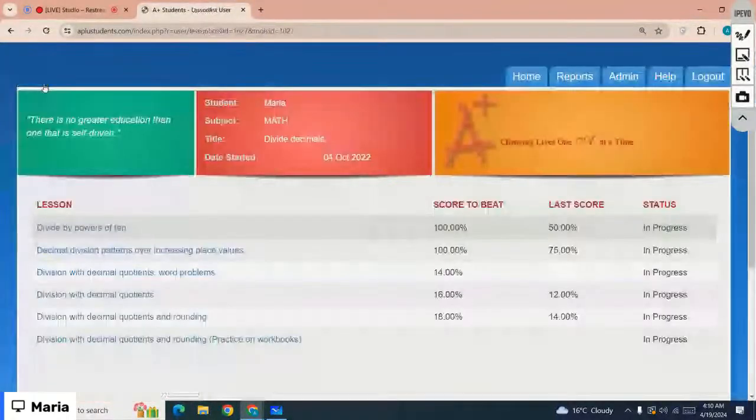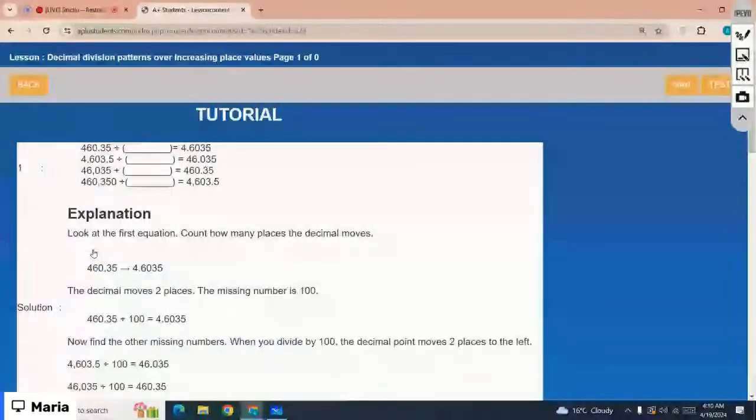The next one is divide decimal division patterns or increasing place values. The concept is the same, right? When you divide by the powers of 10, you have to move the decimal point. For each zero, you have to move the decimal point one place left, right? You have to use the same concept over here.